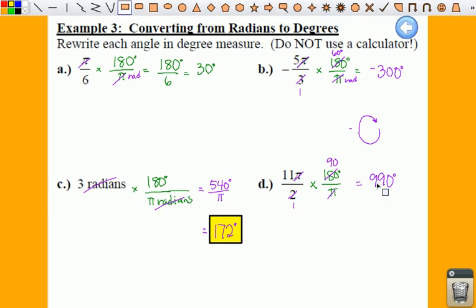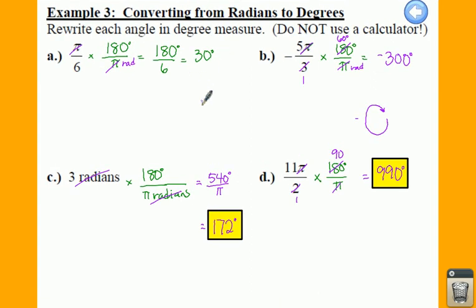So hopefully that wasn't too bad, converting from radians to degrees. Just keep in mind this is a conversion factor, and that's going to help you immensely throughout this chapter.